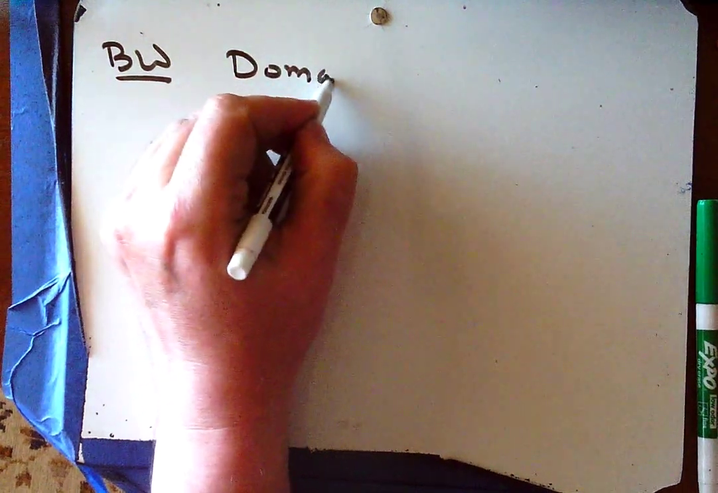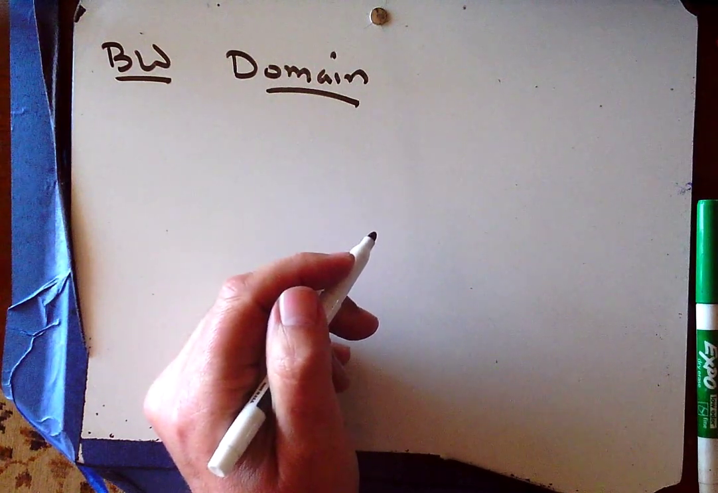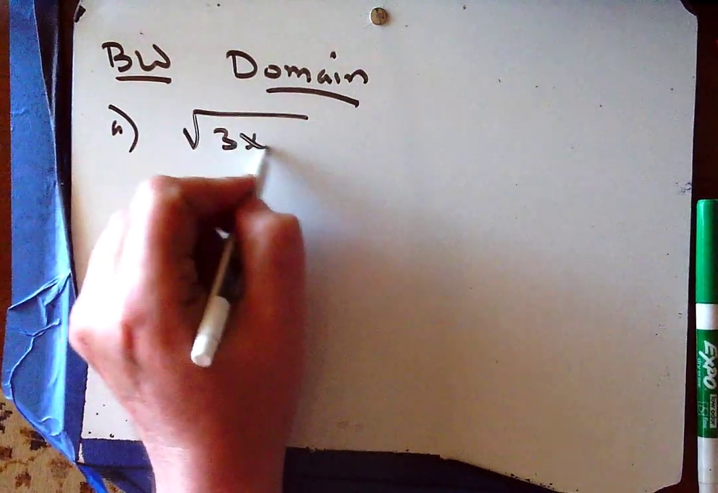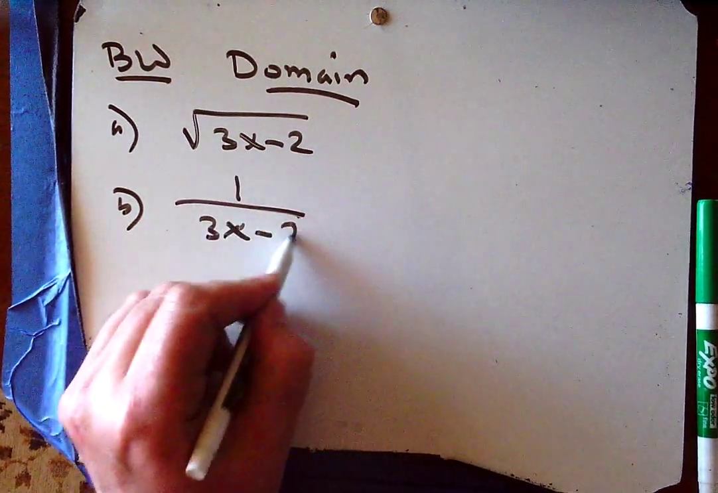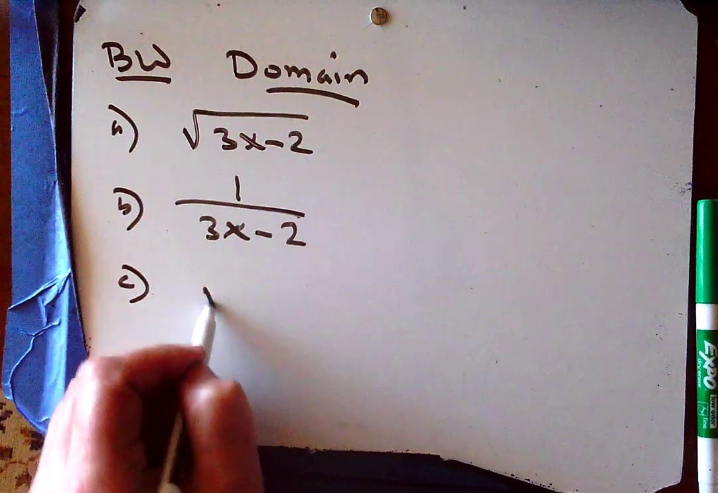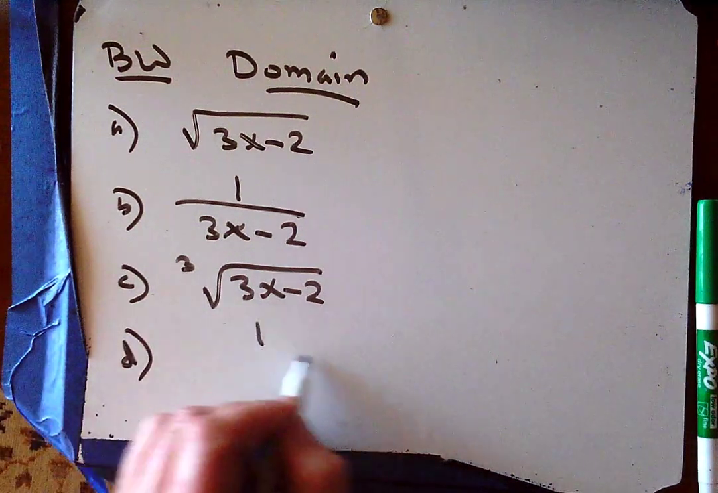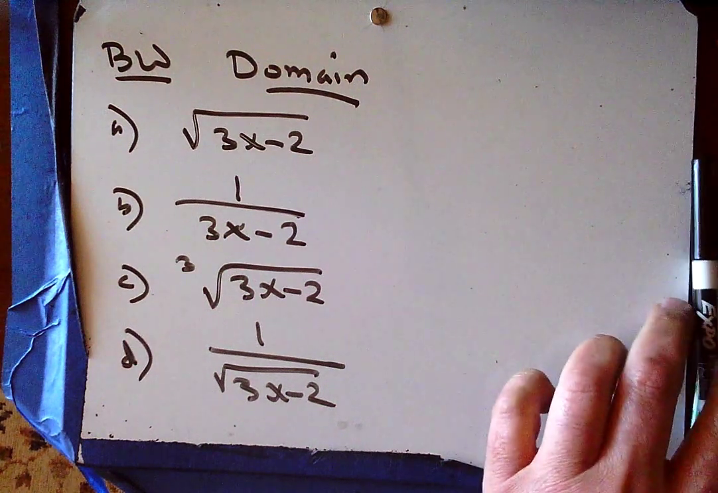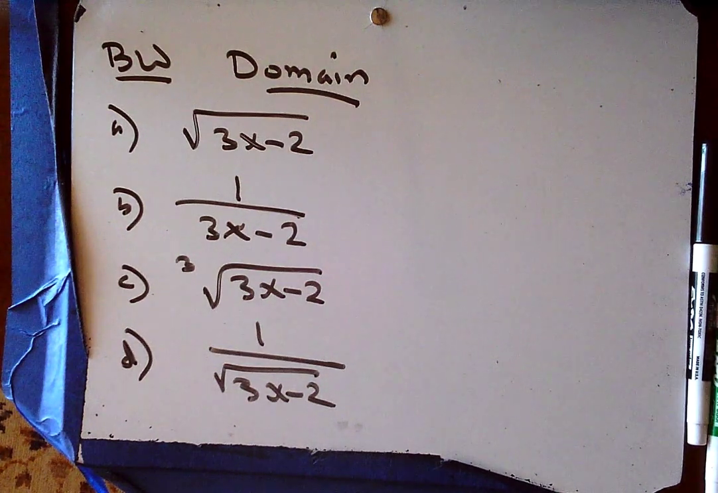Our bell work today is all about domain. Yep, I'm going right for the jugular. I want to know the domain in each case. First case is square root of 3x minus 2. Second case is 1 over 3x minus 2. Third case is cube root of 3x minus 2. And the fourth case is 1 over the square root of 3x minus 2. All right, why don't you pause that video and give these a try. Remember, write your answer in interval notation.